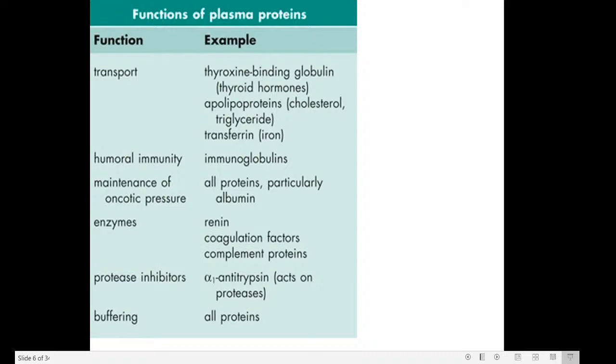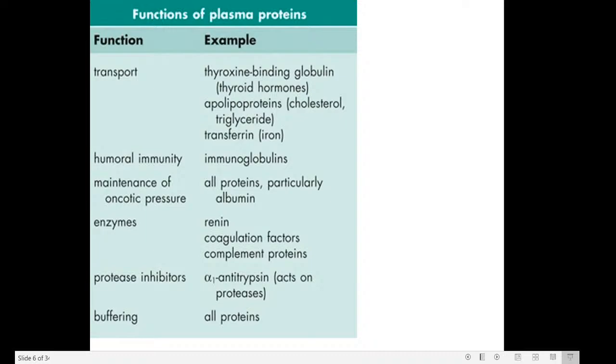Then maintenance of oncotic pressure. This means the albumin level helps us to maintain the pressure. Then some enzymes are there, and those enzymes are helpful for wound healing and immunity cell activation. So that is renin, coagulation, complement proteins. Then protease inhibitors are also there.